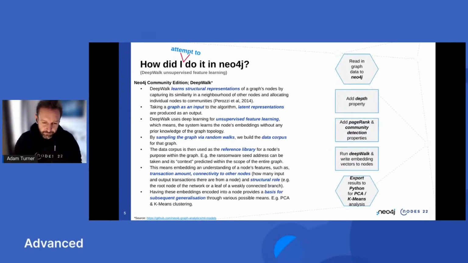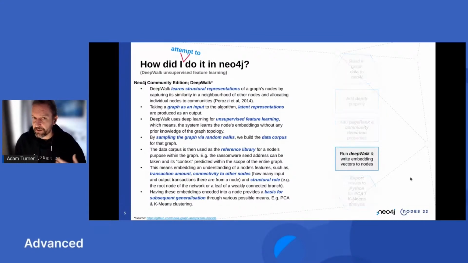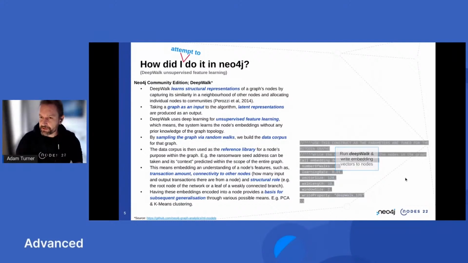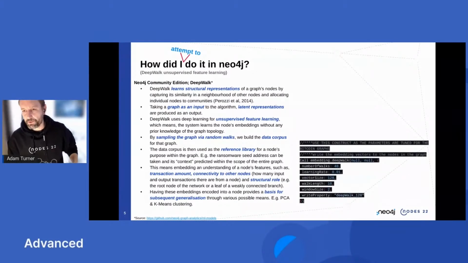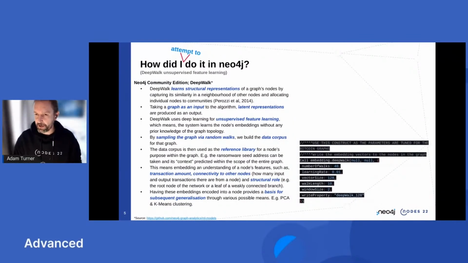Then, with my graph set up with the appropriate properties that I wanted for my use case, I was able to execute the DeepWalk algorithm and then write the embeddings as vectors to those nodes. It was quite a simple piece of code that ran across my graph with the appropriate hyperparameters. And if you do look into the academic paper, there is some explanation around what might be the optimal set of hyperparameters to use with respect to the graph that you'd like to apply this algorithm to.